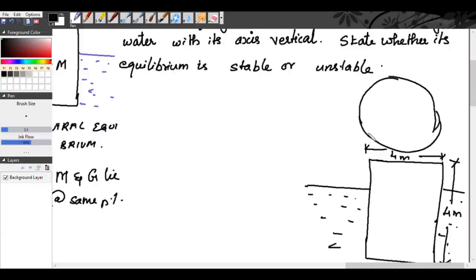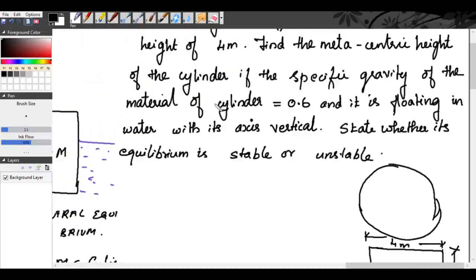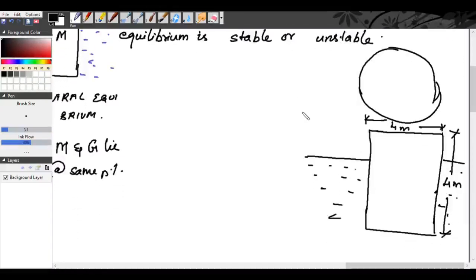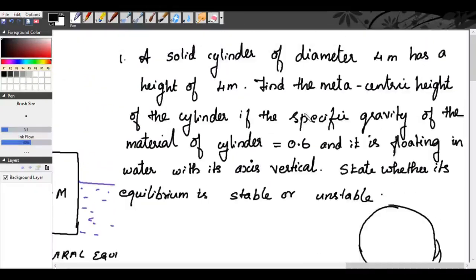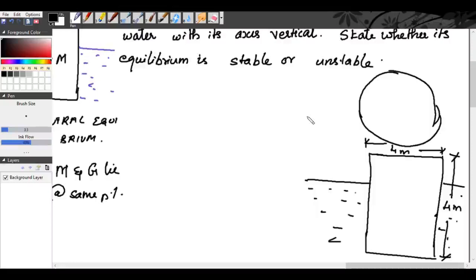One more condition is given, that is the specific gravity of the material of the cylinder is 0.6. Only these things are given, right? The diameter is 4 meter, height is 4 meter and the specific gravity S is 0.6. Only these 3 details are given. We need to find the metacentric height. So, how will we determine the metacentric height?